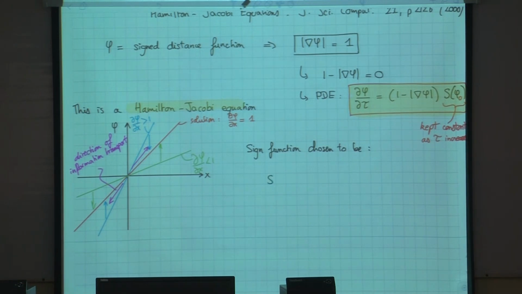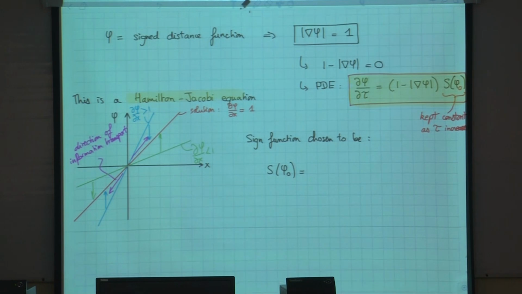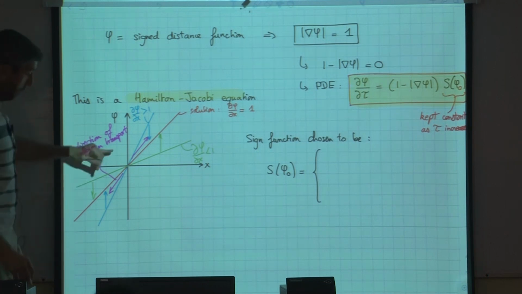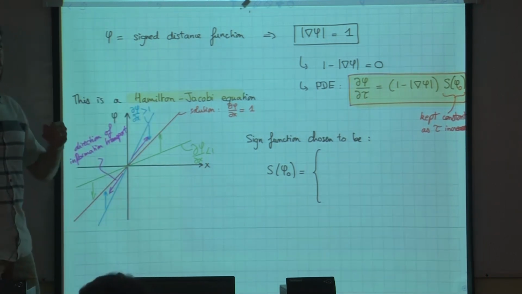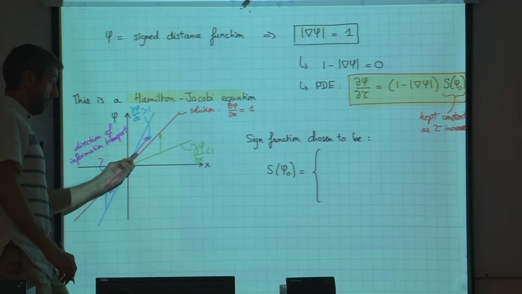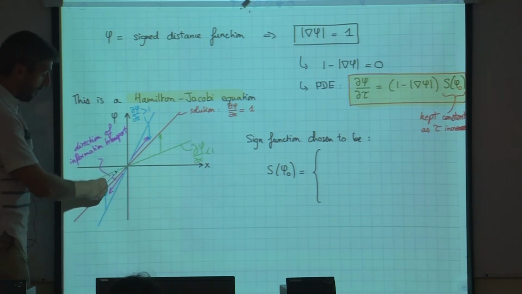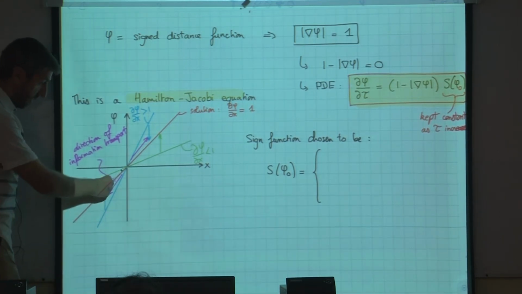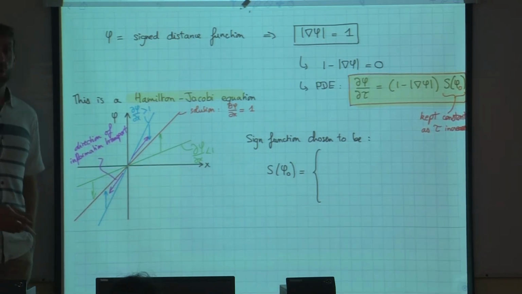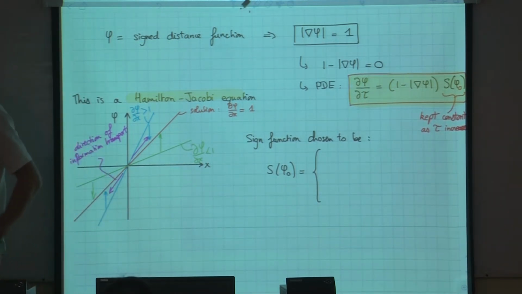As follows. S of phi, well, we just said phi naught. And I'll explicitly say what phi naught is in a second. It will be positive if phi is positive. That means that by definition we want information to move in plus x if phi is positive, so that information moves up this profile and the sign is not messed up. And we want information to move in negative x when phi is negative, so that again we radially send our information outward from the interface.